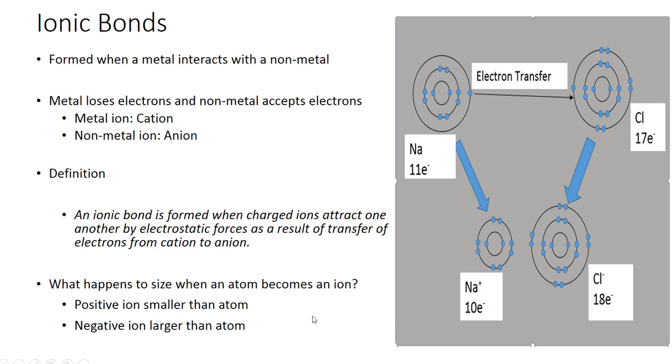So as I already said, the positive ion is smaller than the atom. This is smaller than this. The negative ion is larger than the atom. This is larger than this.